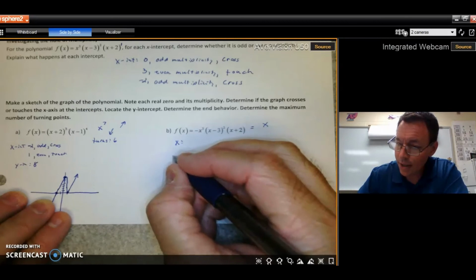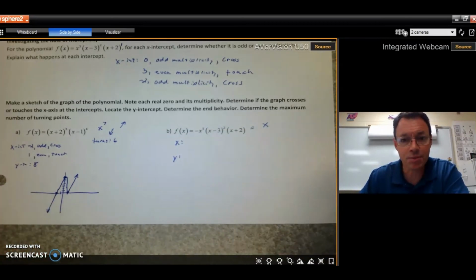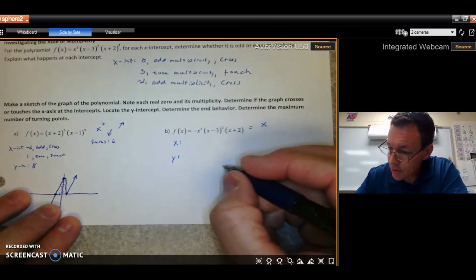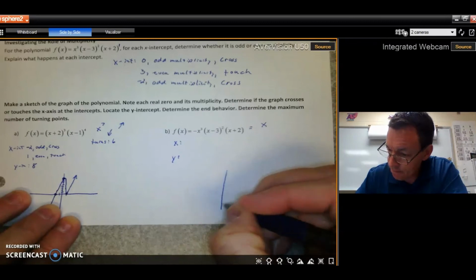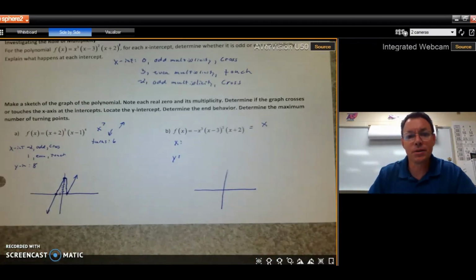Figure out your y-intercept. Your y-intercept, if you just plug 0 in for your x's, you can simplify and figure out where your y-intercept is. And then make a little sketch down here of what the graph of this polynomial would look like. Okay, so I'm going to pause this. Why don't you pause this as well and try this out.